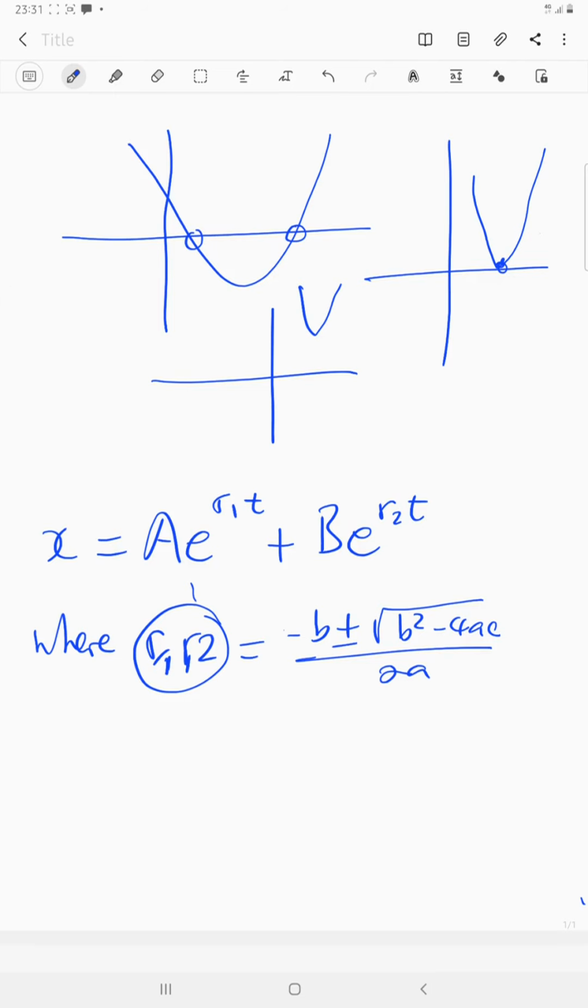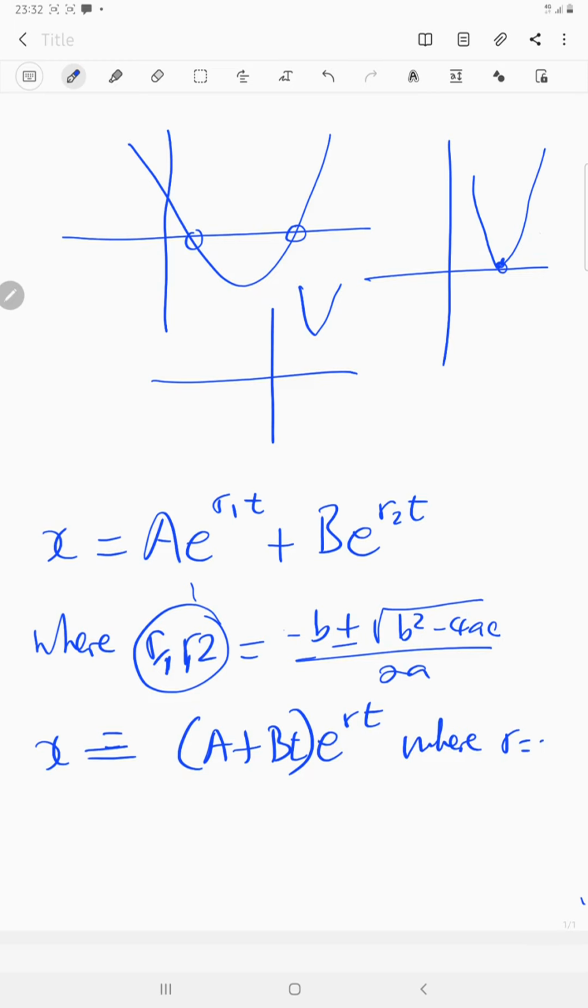And if we have a single root, then the solution becomes x equal to (a plus b t) e to the r t, where in this case r is equal to negative half a. So this is the solution that we can have.